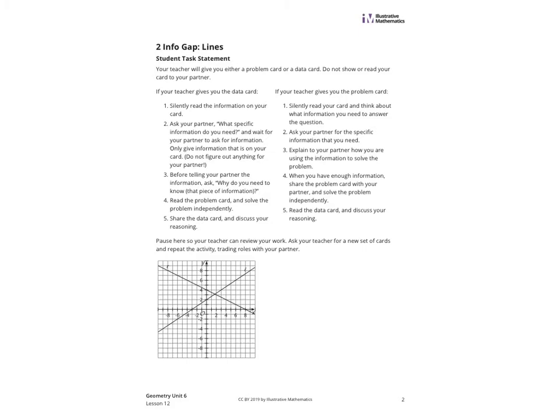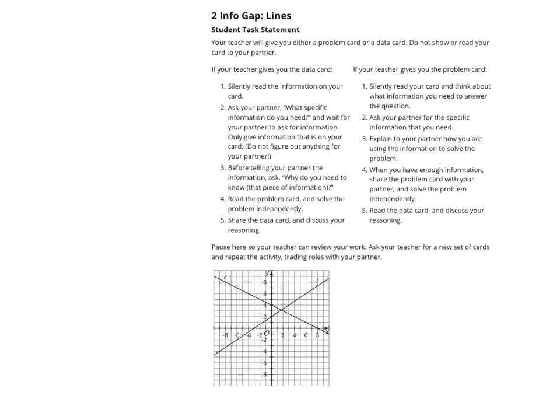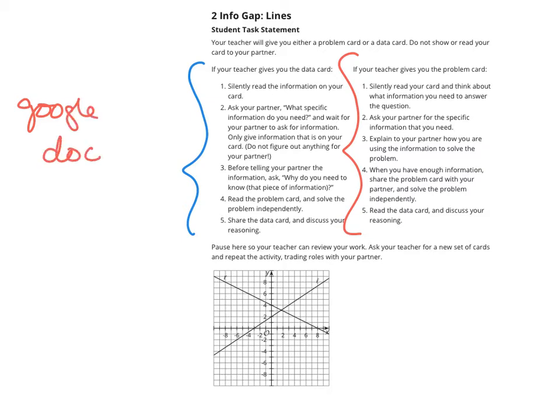All right. So here we are going to have another really cool card sort. Sorry, I'm just moving it over so I can write. Your teacher will either give you a problem card or a data card. Do not show or read your card to your partner. So we've got the data cards and the problem cards. Okay, so I'm going to set up a Google Doc. These Google Docs are, I think, pretty simple and worth 10 points. So I'd go into your classroom and grab that Google Doc and see what you can do with it. Okay, the instructions are going to be there.